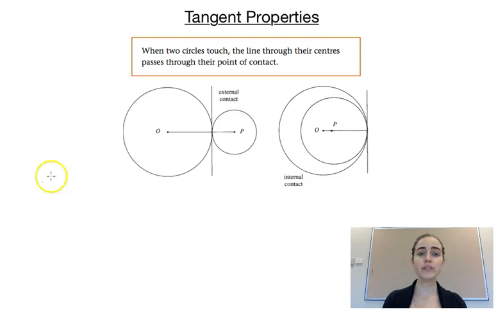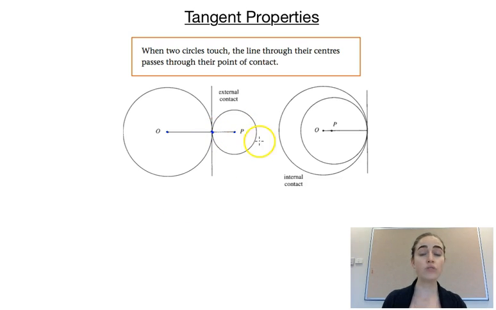The next property to do with tangents says that when two circles touch, the line through their centers passes through their point of contact. So we've got this big circle and a little circle here. We've got a line going from the center of this circle to the center of this circle over here. And that straight line is passing through this point of contact here.